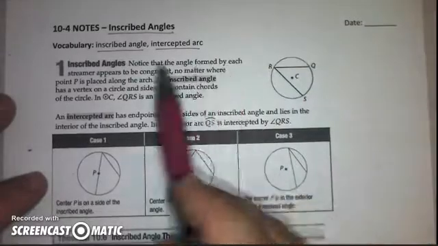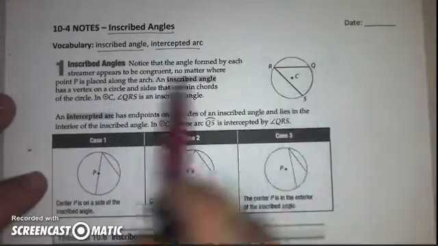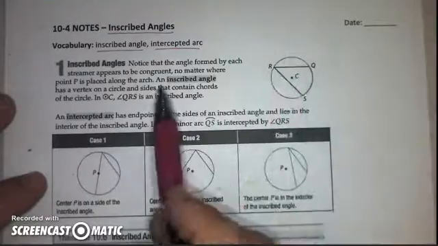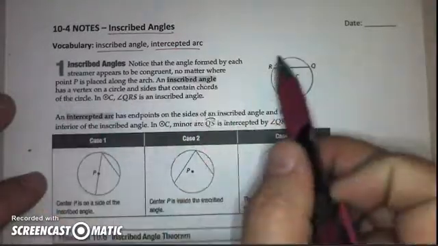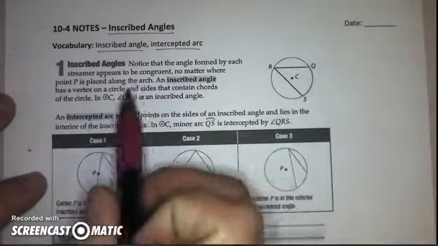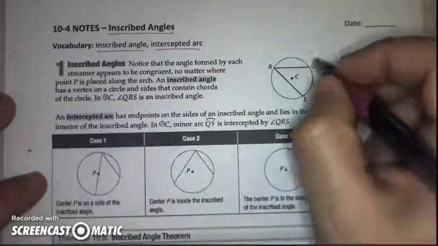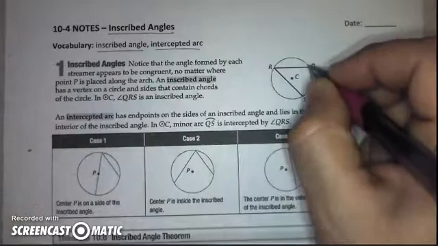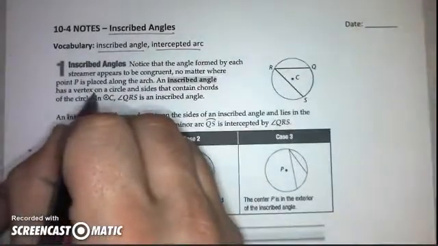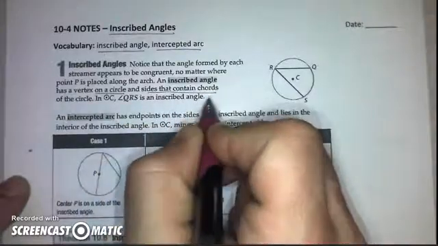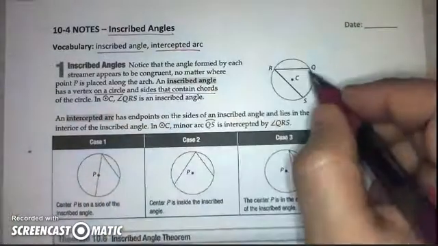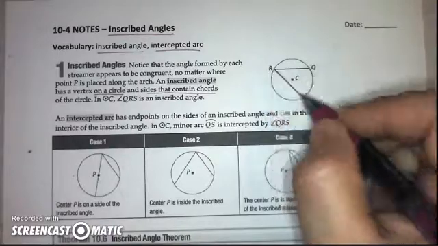Notice that the angle formed by each of these segments, I call them streamers in this application, appears to be congruent no matter where point P is placed. All right? What we get is called an inscribed angle. When we have an angle that has a vertex on a circle and sides that contain chords, that's called an inscribed angle. Remember, the word inscribed means drawing something inside.